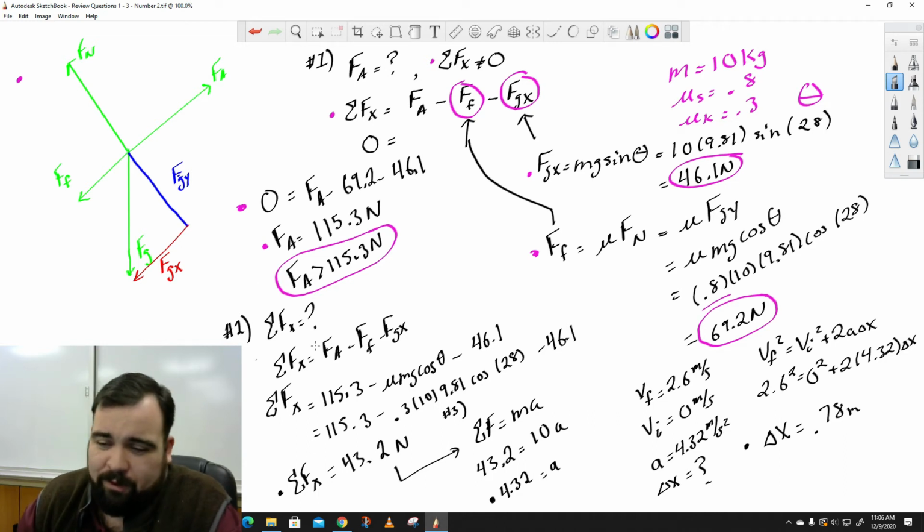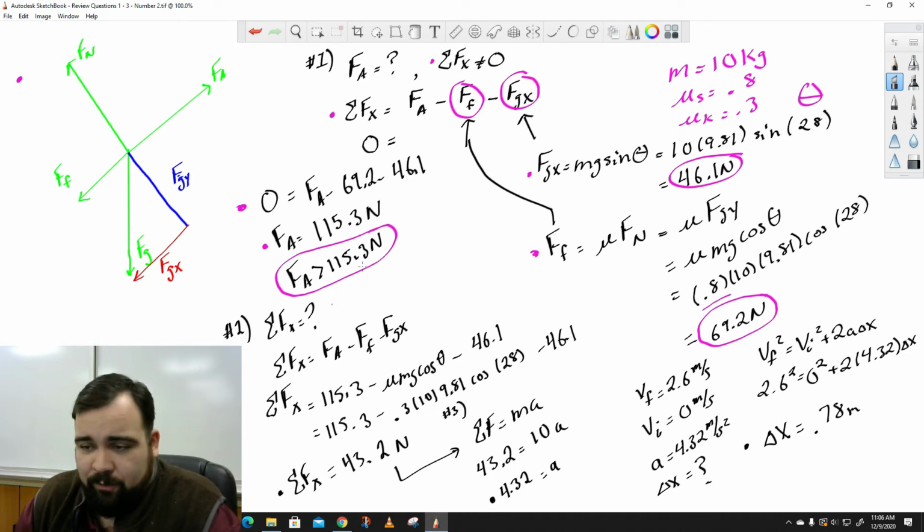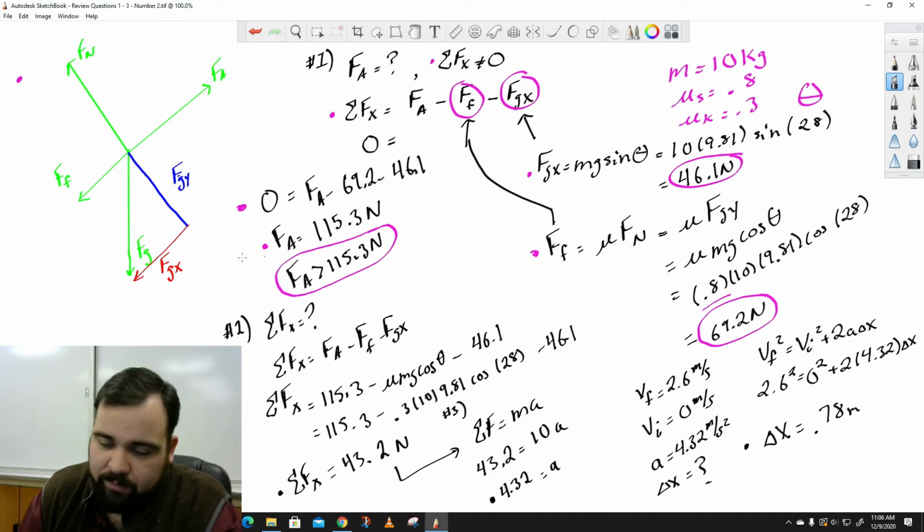Now for the next part, once this thing is moving, we're going to continue to apply this 115.3. Once it's moving, what is its acceleration and how long does it take it to get to 2.6 meters per second? And how long, in terms of distance, how far do you have to push it?